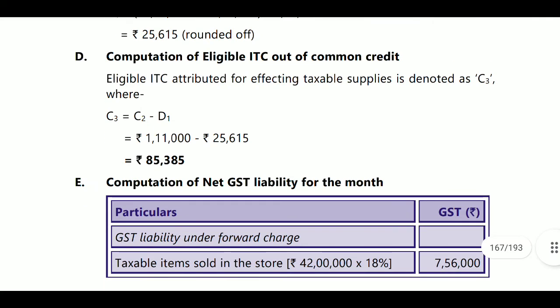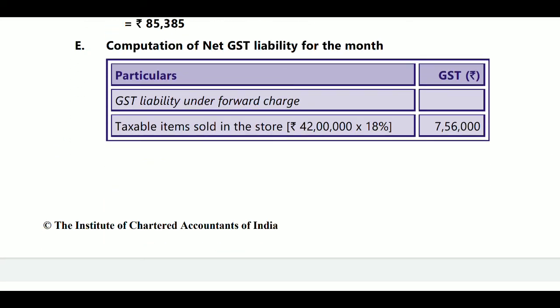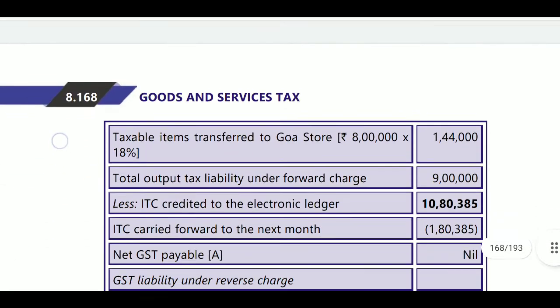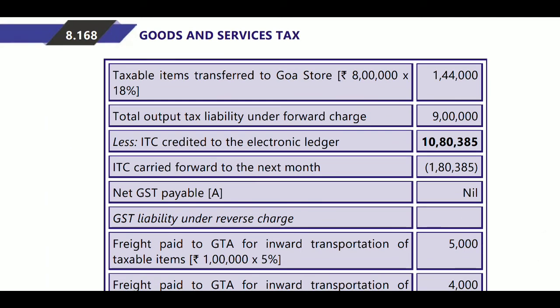Now, the eligible common credit: from the common credit, deduct the exempted credit. Now the eligible ITC becomes 85,385. Now calculate the GST liability. We have calculated the exact electronic credit ledger balance of 7,56,000, and for the taxable items transferred to Goa, 8 lakhs into 18% is 1,44,000. So total tax liability on forward charge will become 9 lakhs, less eligible ITC in the electronic credit ledger of 10,80,000. The carry forward to next month will be 1,80,000.